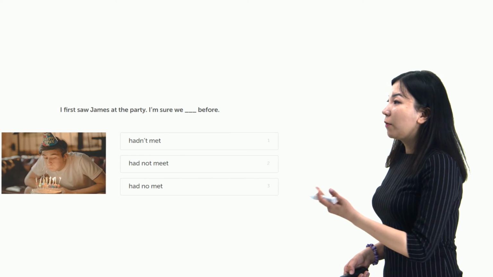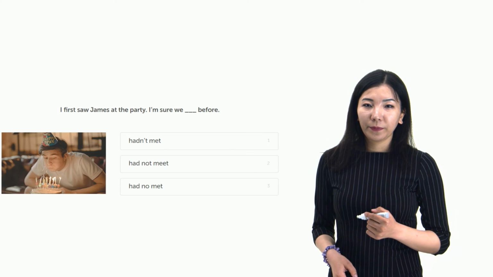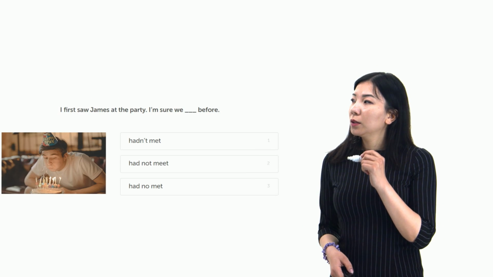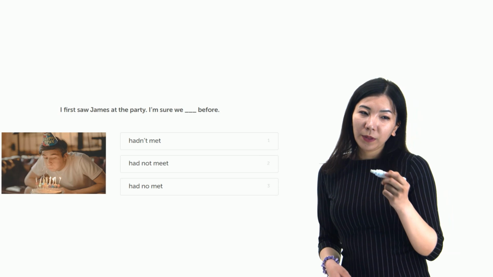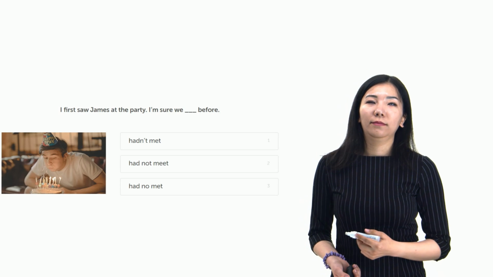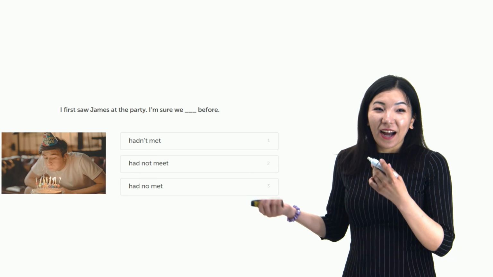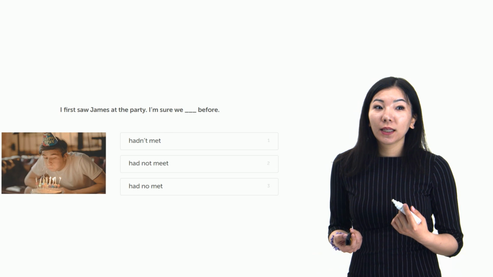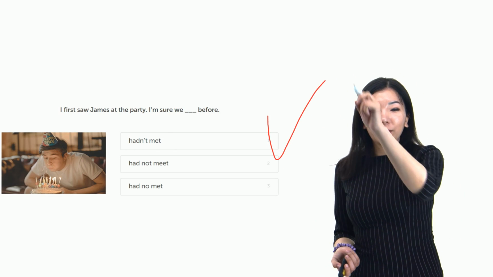Okay, so this is our last one. I first saw James at a party. I'm sure we, which one would be? Hadn't met, or had not met? Okay. So yes, I first saw James at a party. I'm sure we hadn't met before. Right, the first one is the correct one.